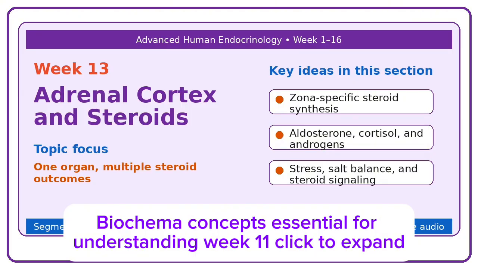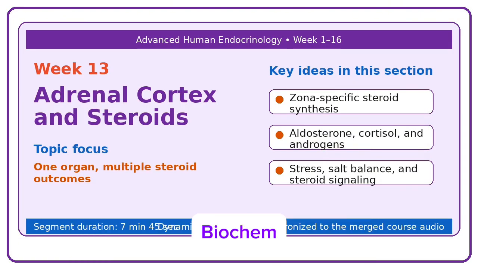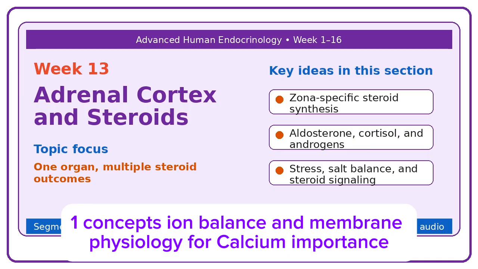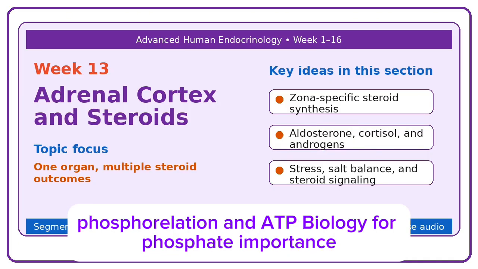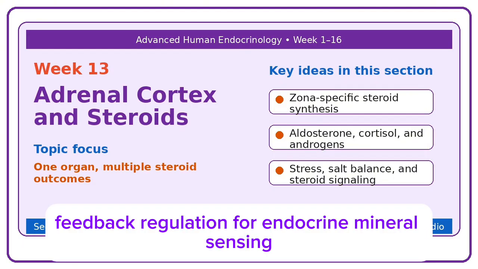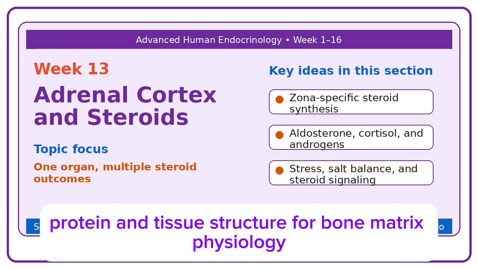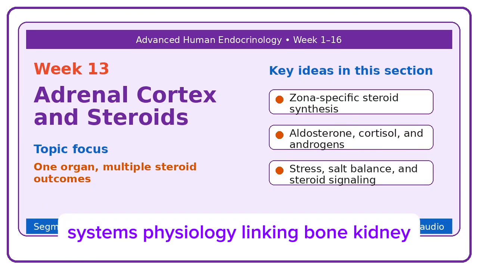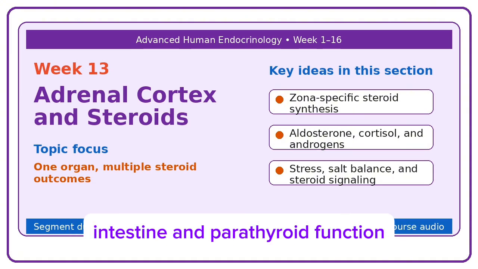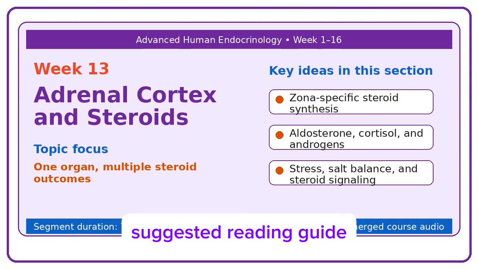Biochem concepts essential for understanding week 11. Click to expand Biochem 1 concepts. Ion balance and membrane physiology for calcium importance. Phosphorylation and ATP biology for phosphate importance. Feedback regulation for endocrine mineral sensing. Membrane transport for renal and intestinal handling. Protein and tissue structure for bone matrix physiology. Systems physiology linking bone, kidney, intestine, and parathyroid function.